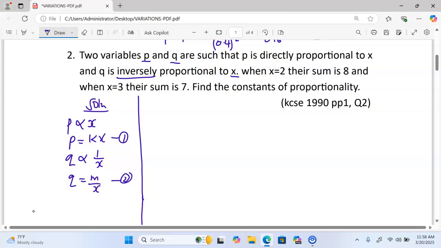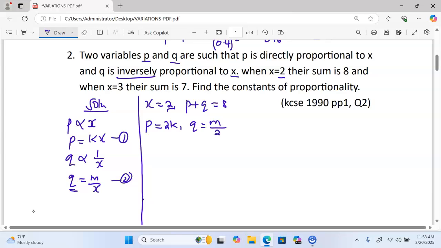We have been told that when x is equal to 2, their sum is 8, meaning when x is equal to 2, p plus q gives us 8. Now using p and q, we can formulate our equation. We know p is equal to kx, and x is 2, so you get 2k. And q, using the second equation, will be equal to m divided by x, and the value of x is 2.